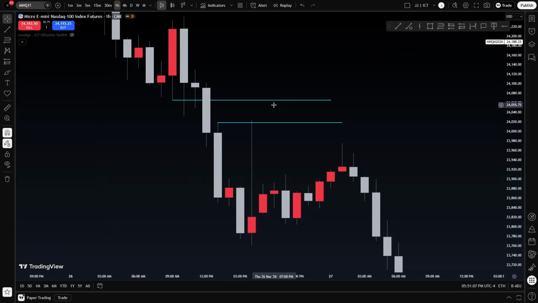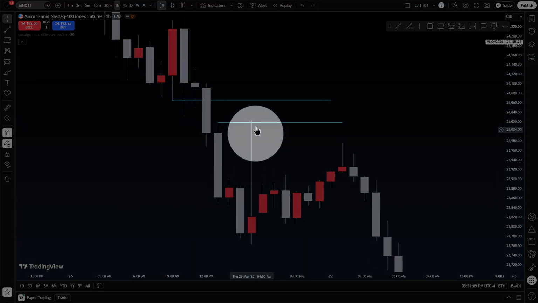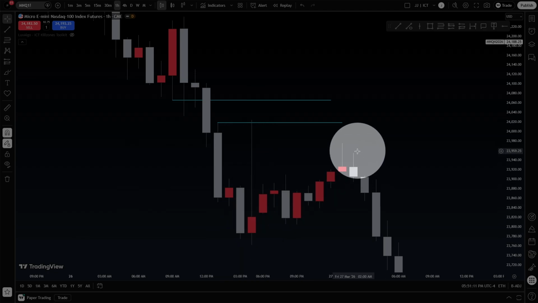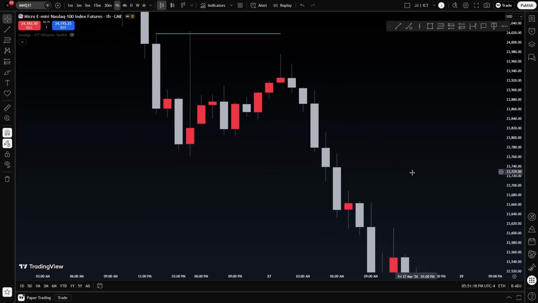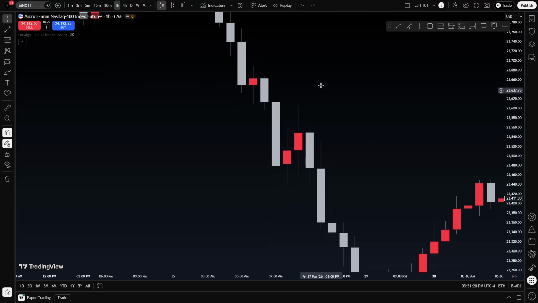What's happening right here? Obviously, the algorithm has referenced this point and is now accumulating around that level. Simple, right? So since it's accumulating and has referenced something, what do you think is going to happen next? Obviously expansion, in which it does expand lower.